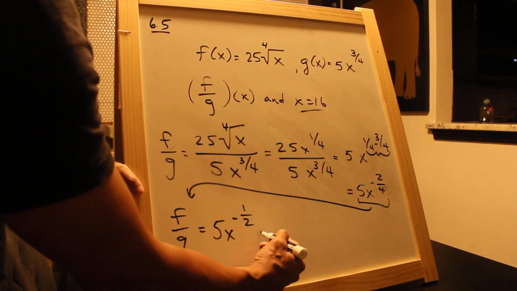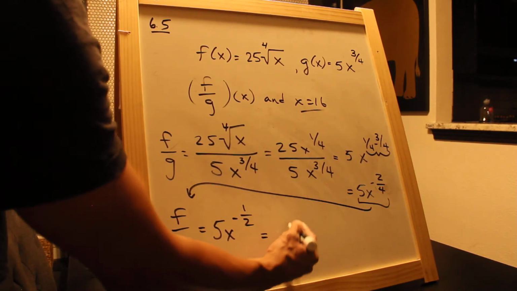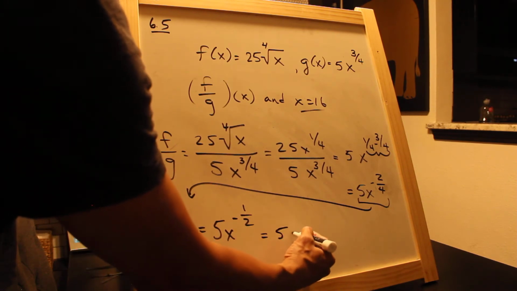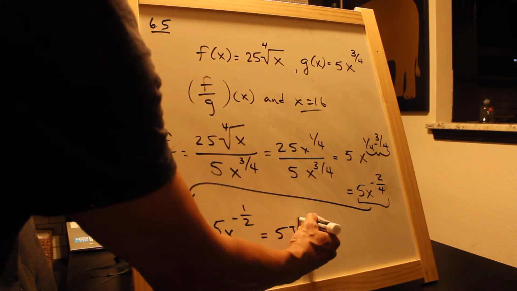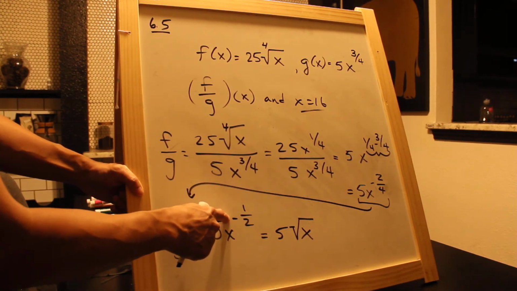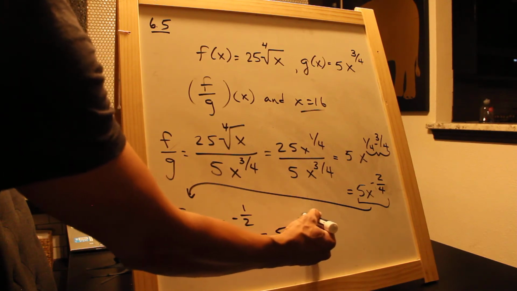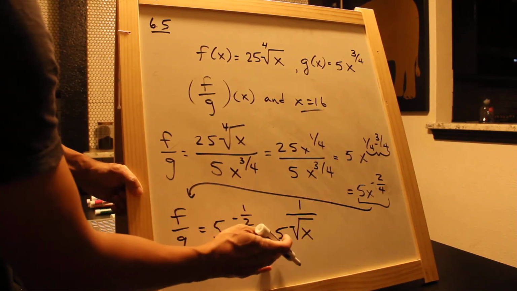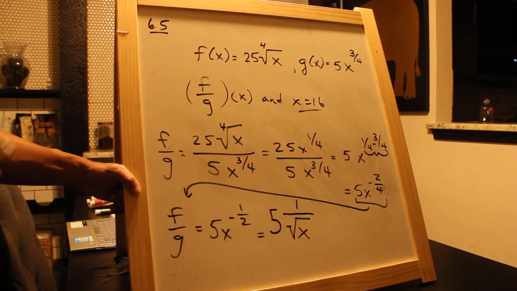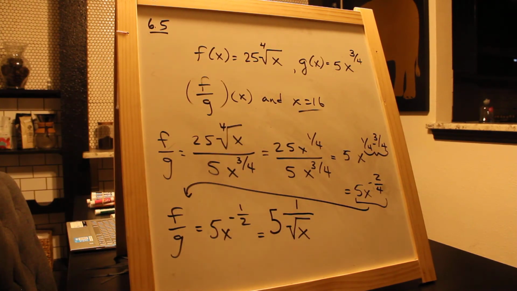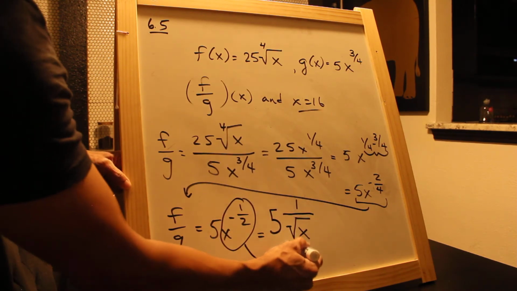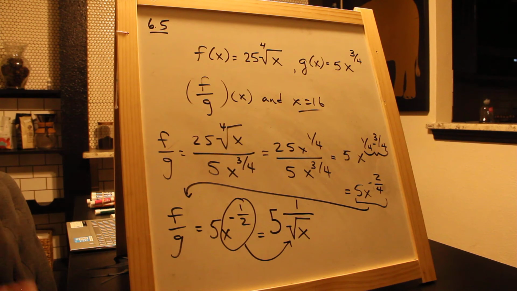And now what I really have is 5, the square root of x. Now, since this is negative, I'm writing it over 1, okay? So here, just to help you out with this, that's what I'm writing it as, okay? So this whole thing becomes this. I hope this kind of helps you out with different types of examples, okay?